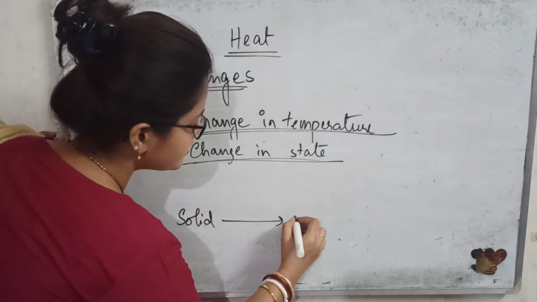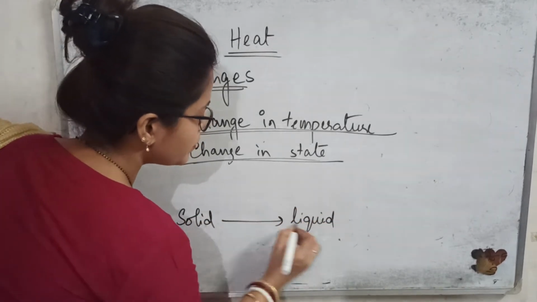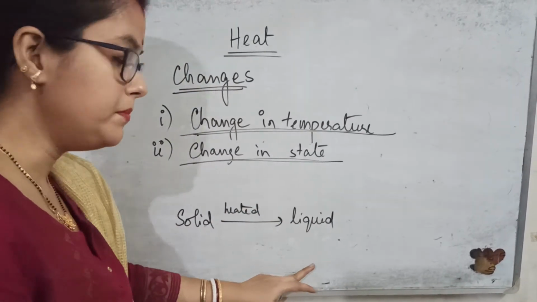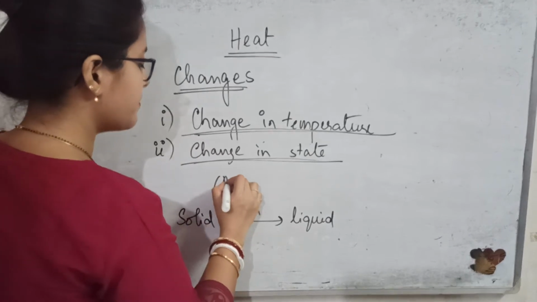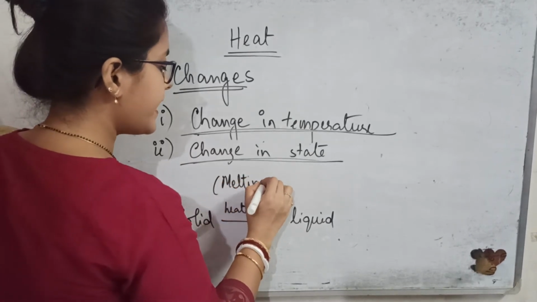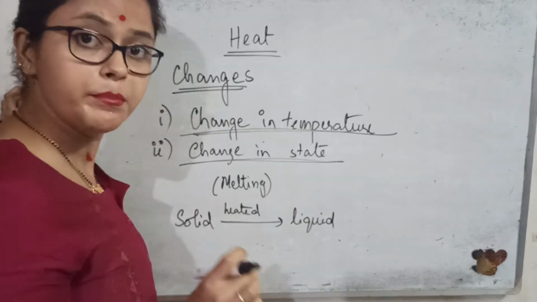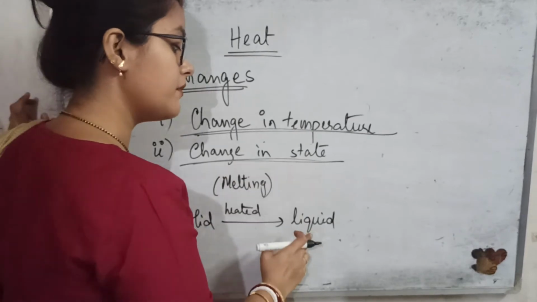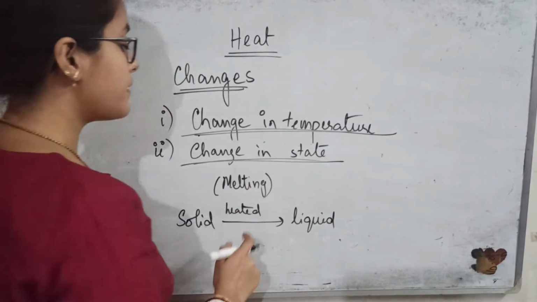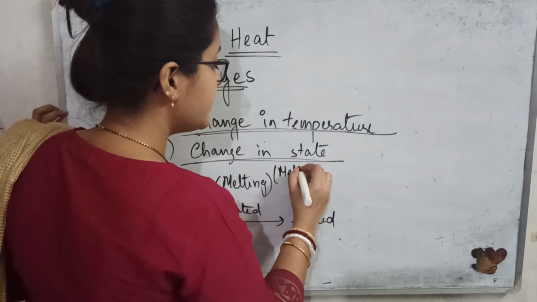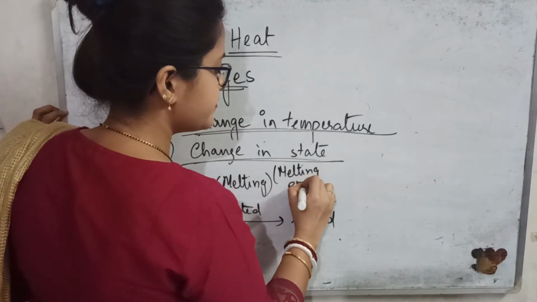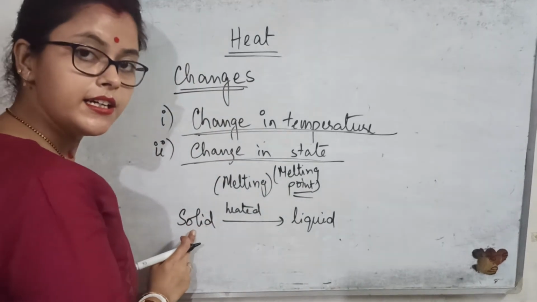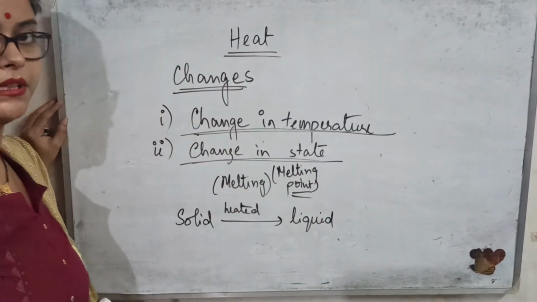When a solid is heated, it changes into its liquid form, and the process is called melting, and that takes place at a particular temperature. At that particular temperature the solid will convert into the liquid form, and that temperature is called the melting point. That is, melting point is the temperature at which a solid, when heated, changes to liquid.